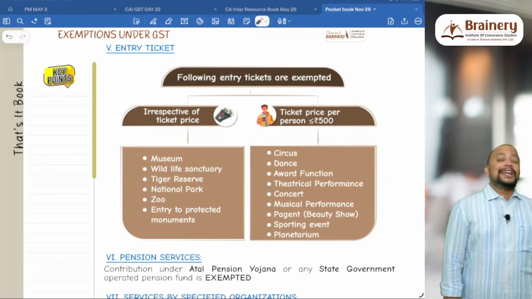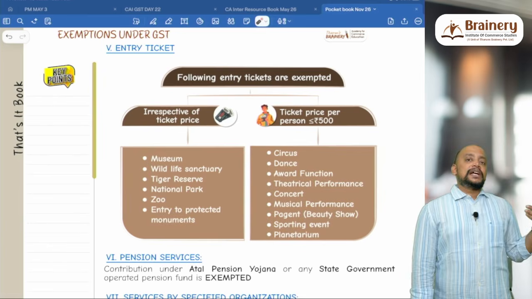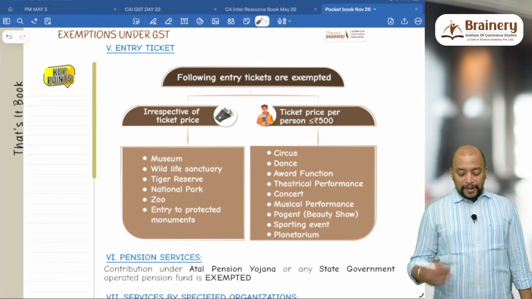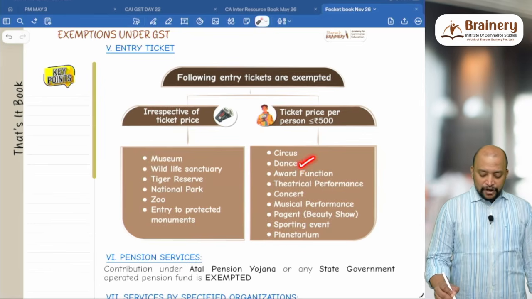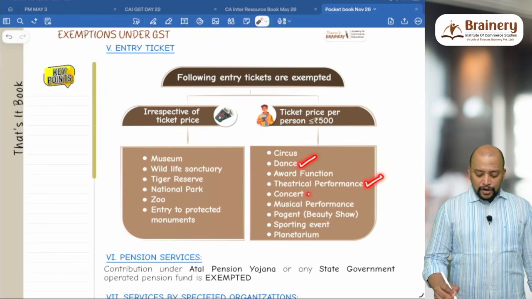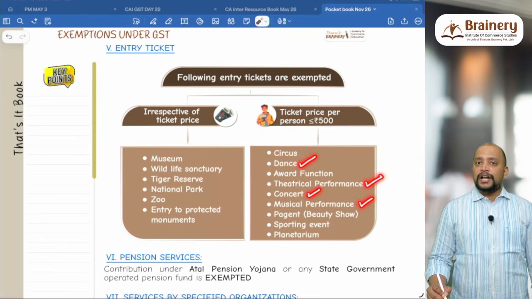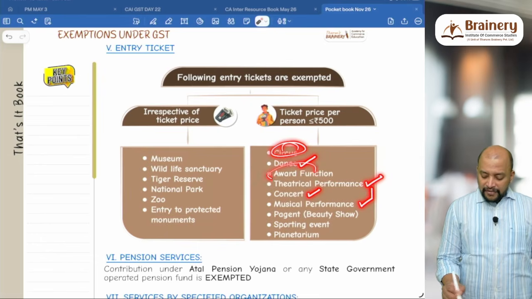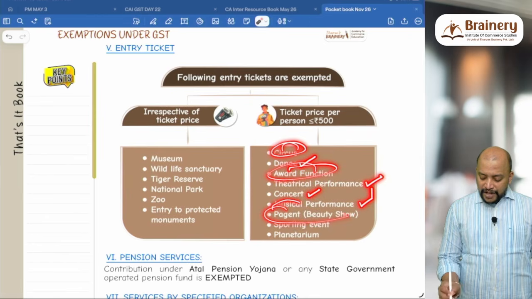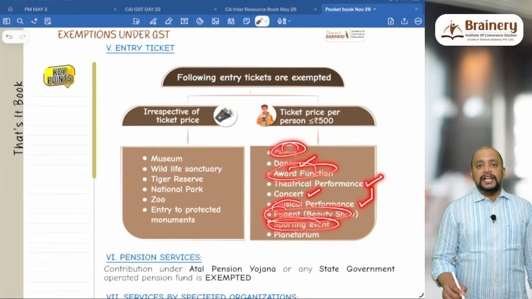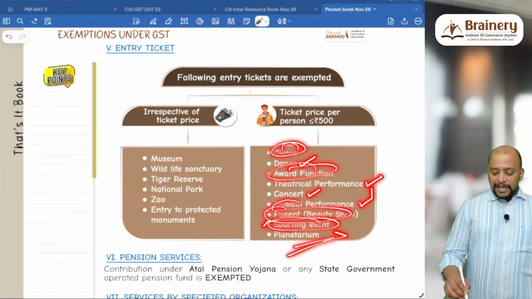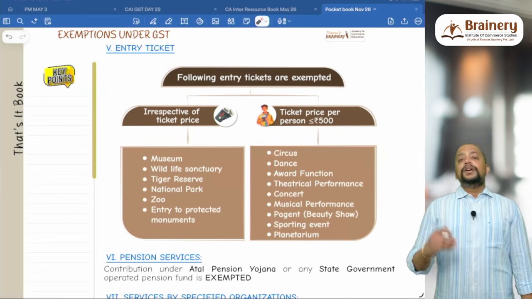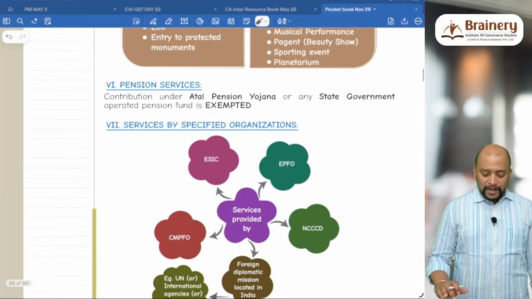Then there are a total of 9 entry tickets which are exempted if the ticket price does not exceed 500 rupees per person. First 4 related to performance: dance performance, theatrical performance, concert and musical performance. Then 4 events: circus, award function and pageant, sporting event. And finally 1 place, that is planetarium. These 9 entry tickets, if the ticket price does not exceed 500, are exempted. What if the ticket price exceeds 500? Entirely it will be taxable.